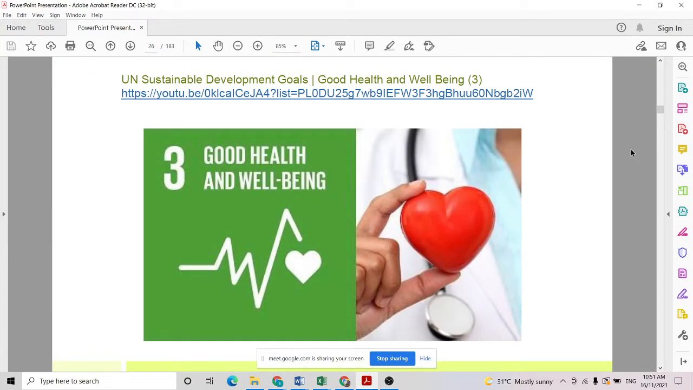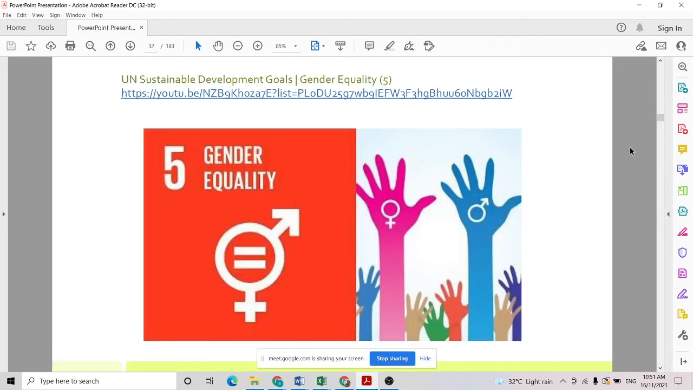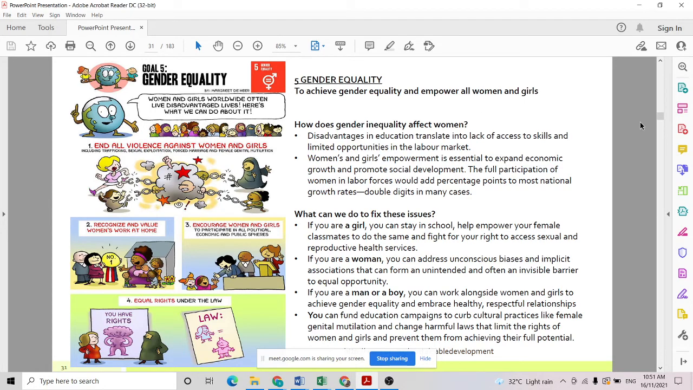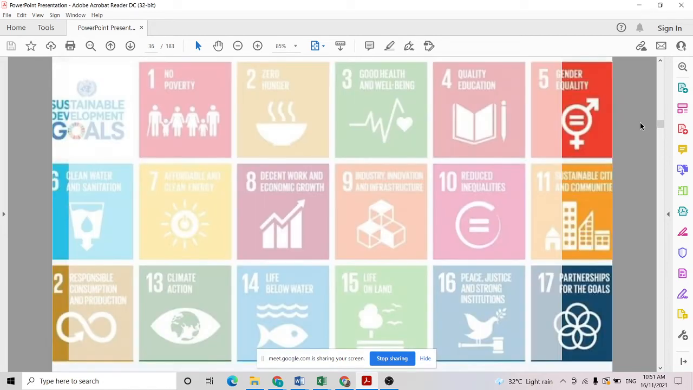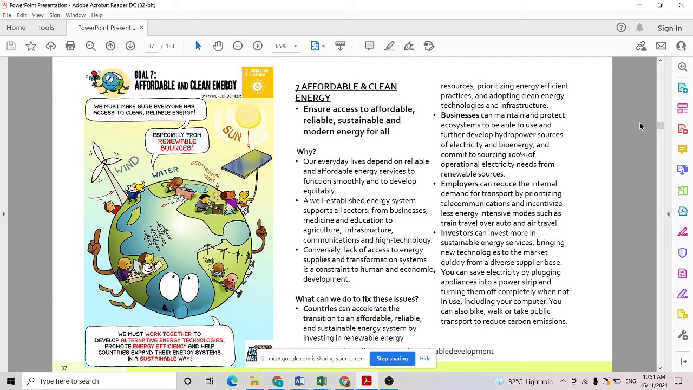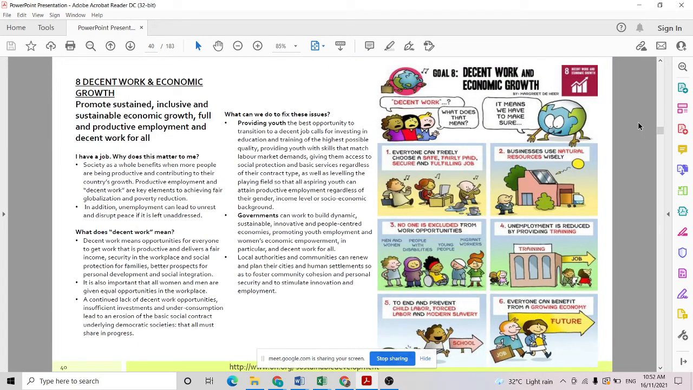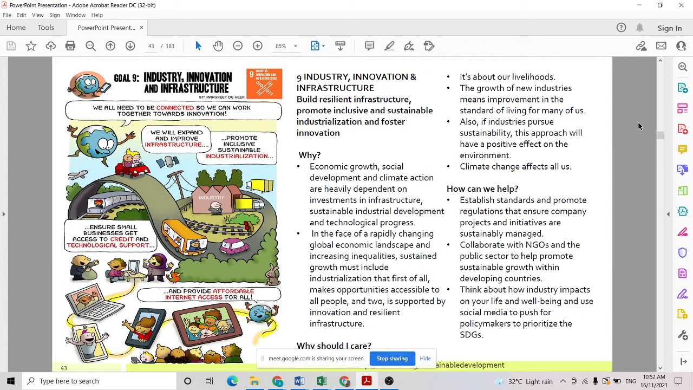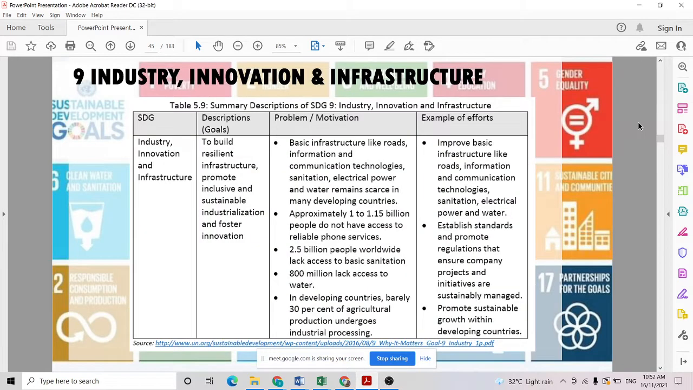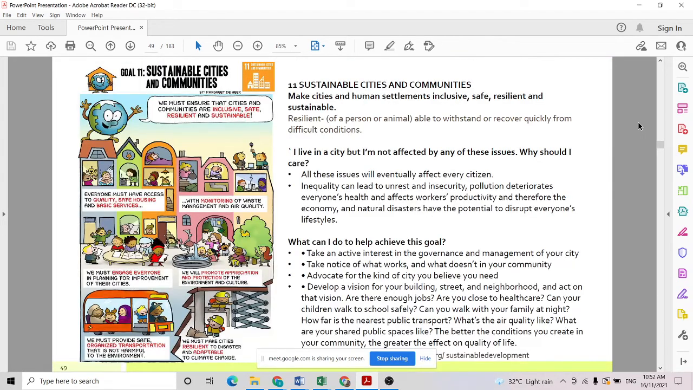Number 3, good health and well-being. Number 4, quality education. Number 5 is gender equality. Number 6 is clean water and sanitation. Number 7, affordable and clean energy. Number 8, decent work and economic growth. Number 9, industry, innovation and infrastructure. Number 10, reduced inequality. Number 11, sustainable cities and communities.